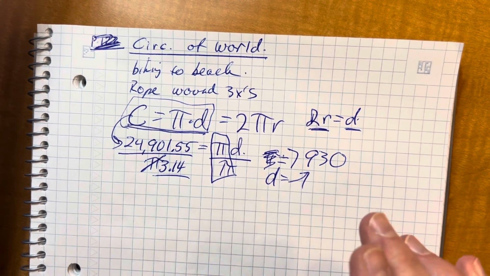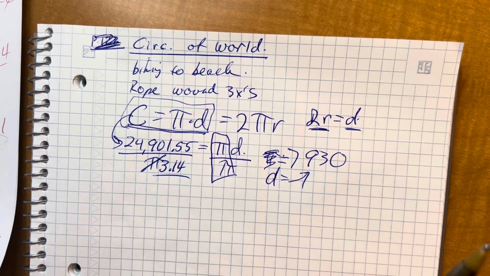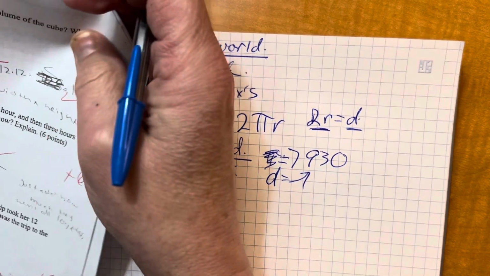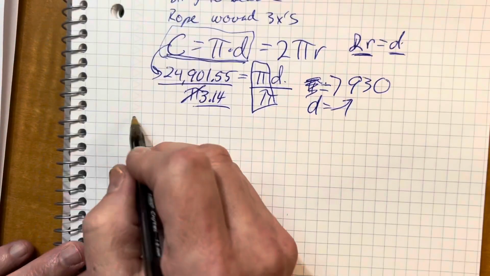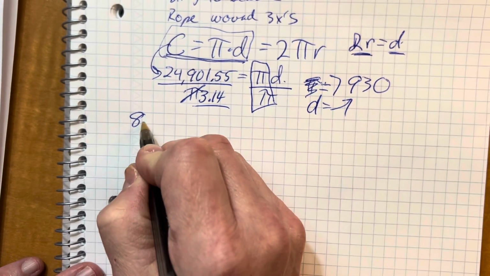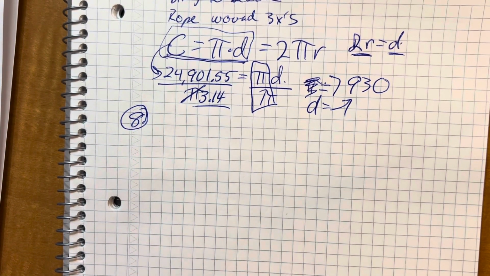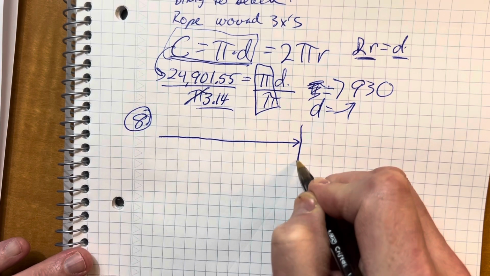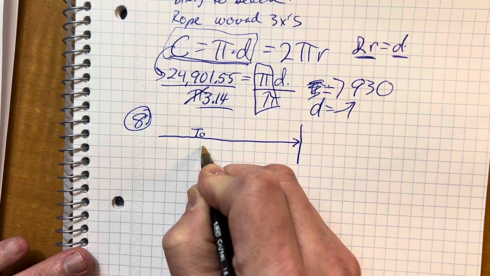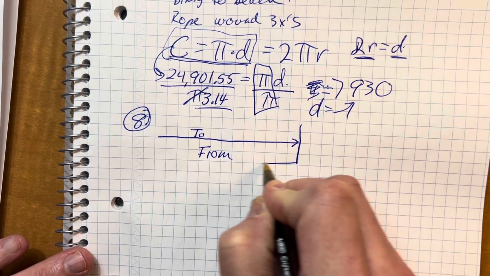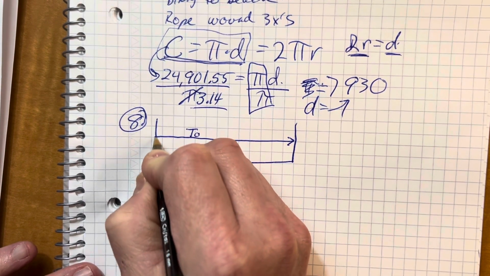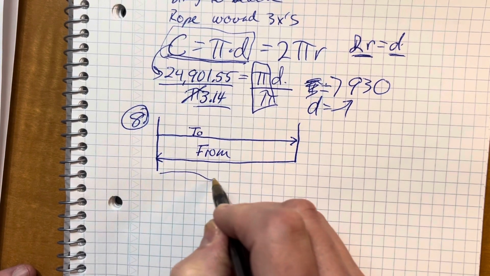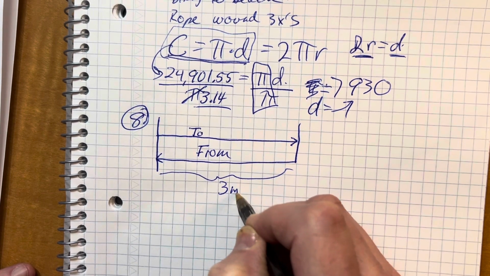The next one, you said something about the bicycle problem, to the beach and from the beach. I'm trying to figure out where that one was. Here it is, number 8. When you look at traveling to somewhere and from somewhere, it always helps to draw a little picture. I'm going to go to the beach, and then I'm going to go from the beach, which is going to be this direction. We want the same distance. Do we know what that distance is? Yeah, that whole distance is 3 miles.